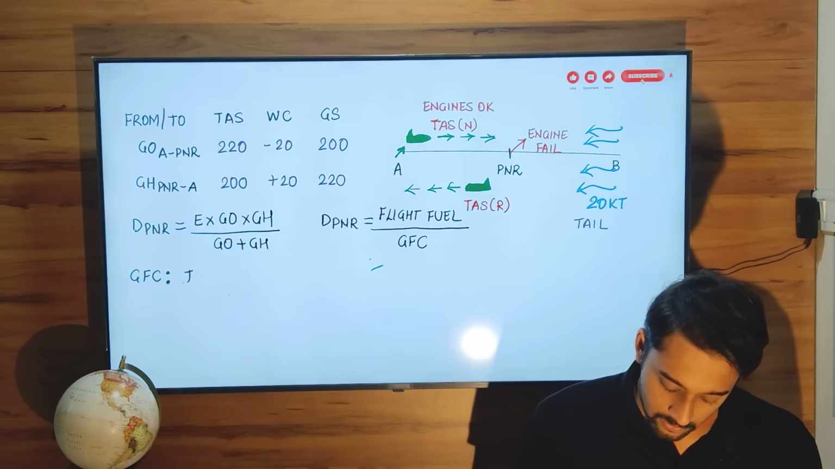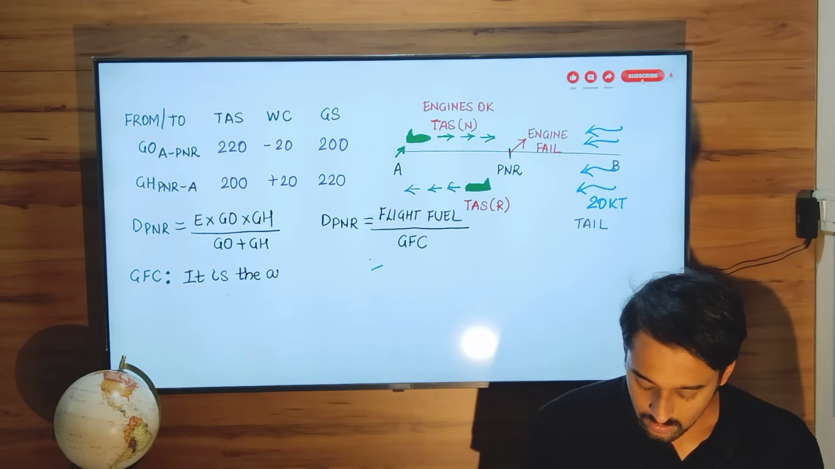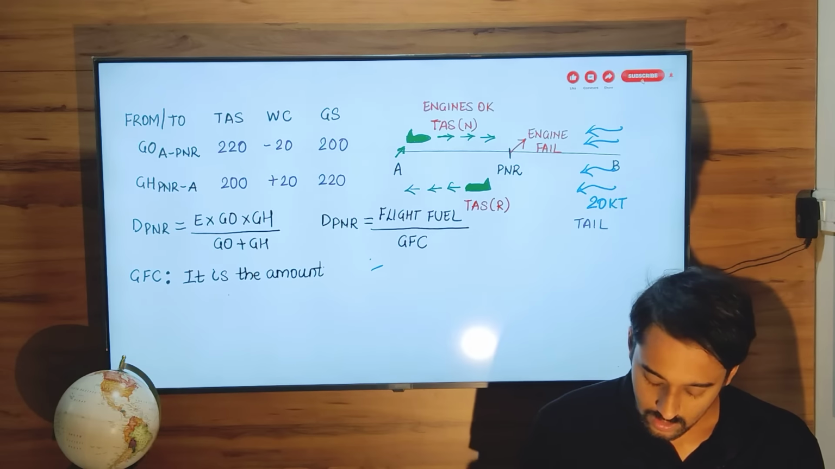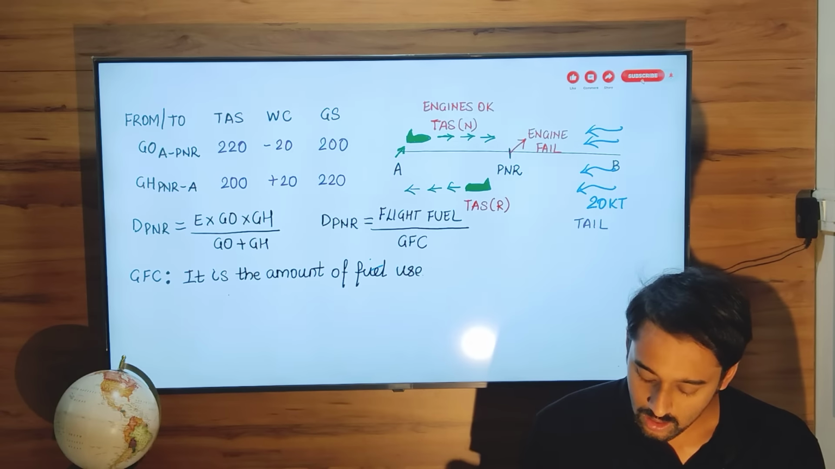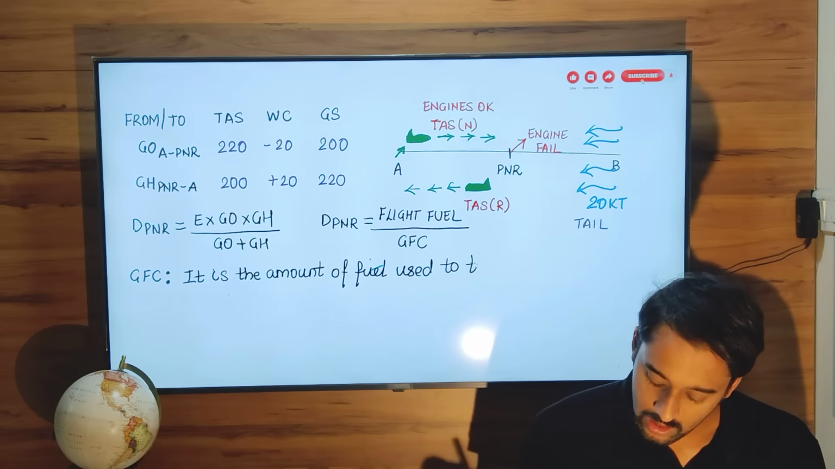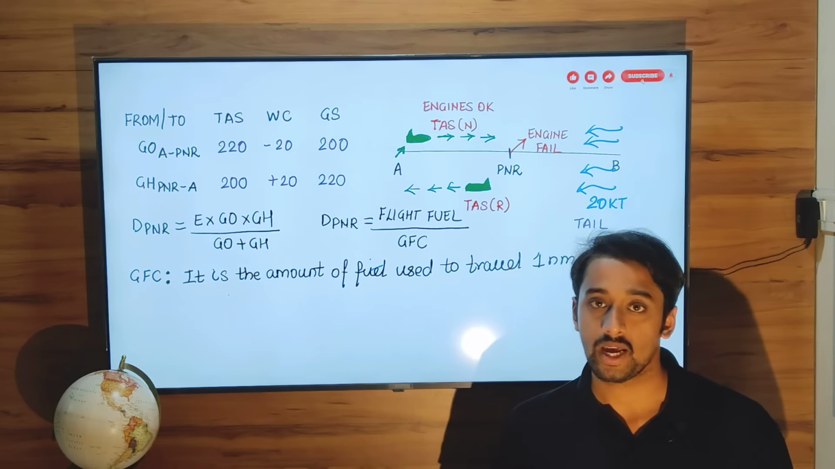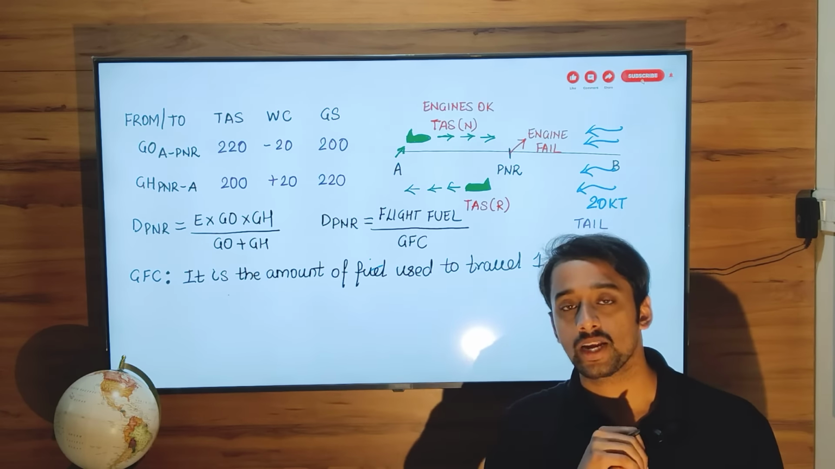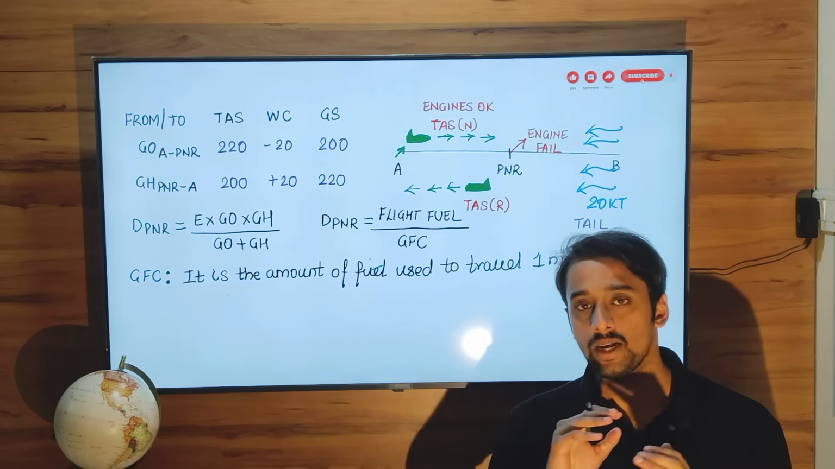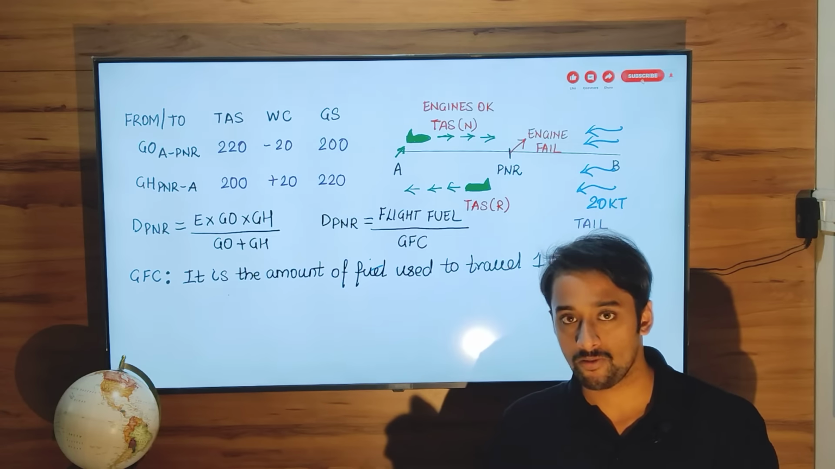It is the amount of fuel used to travel 1 nautical mile. So let's say you have a total distance A to B of 100 miles. Out of that 100 miles, to cover every 1 mile, you require 10 kg of fuel.